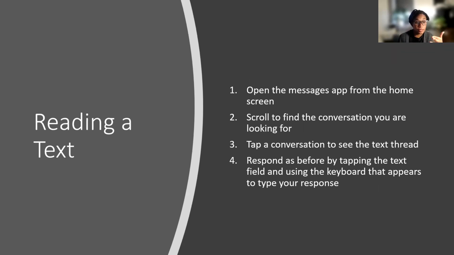To read a text is truly very simple. You just open the Messages app and scroll to find the conversation you're looking for. You'll tap a conversation to see the text thread and respond by using the steps outlined previously. You can scroll through the conversation itself pretty far back, and you'll be able to see all the attachments, any photos that have been sent. Like I said, going very far back.